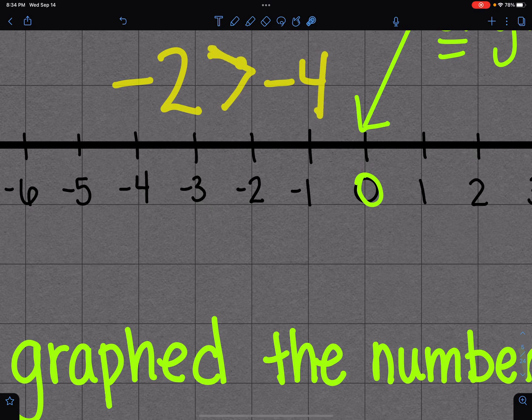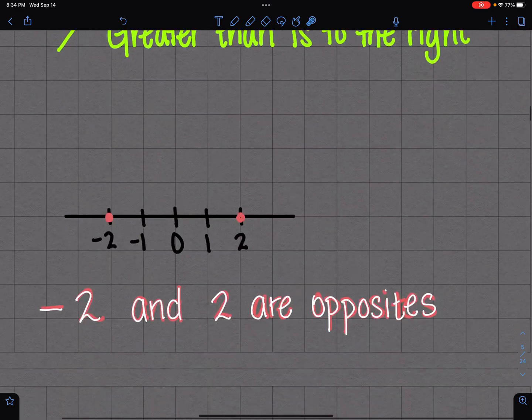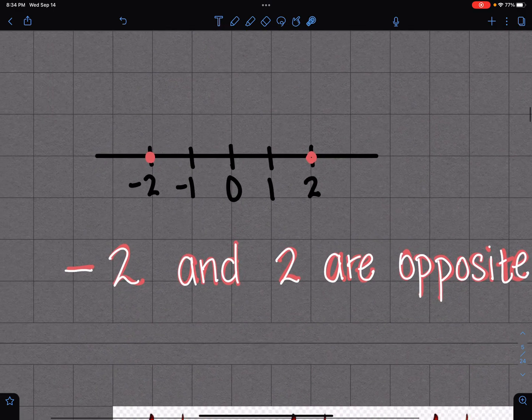That's because this greater than sign is going to, imagine it like an alligator mouth, and it is going to be eating the bigger number. And the bigger number is -2, even though they're both negative. That's confusing. Okay, let's move on to opposite numbers.